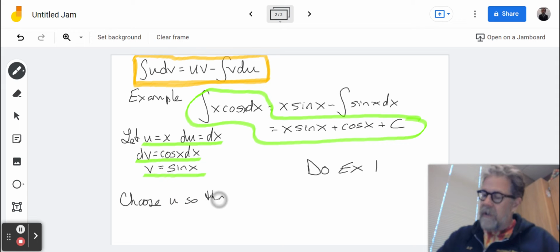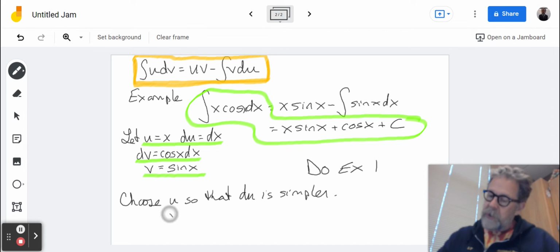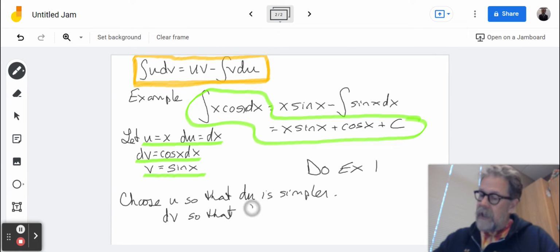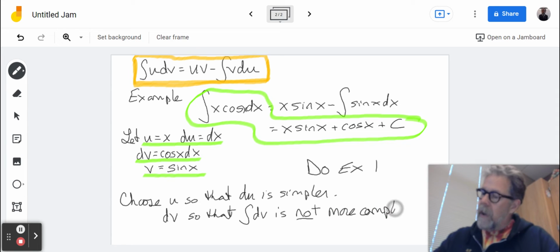so that the derivative of u is simpler, and choose dv so that the antiderivative of v is at the very least not more complicated, so that the antiderivative of dv is not more complicated. It doesn't have to be simpler, but it needs to not be more complicated.